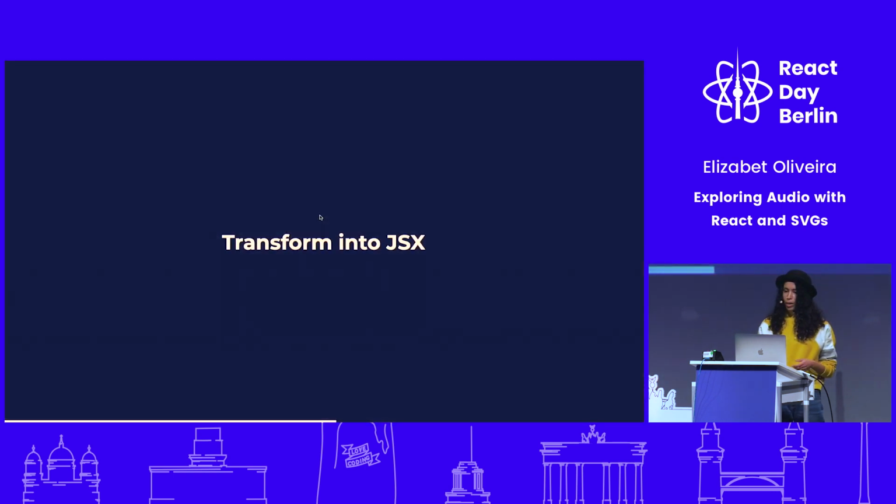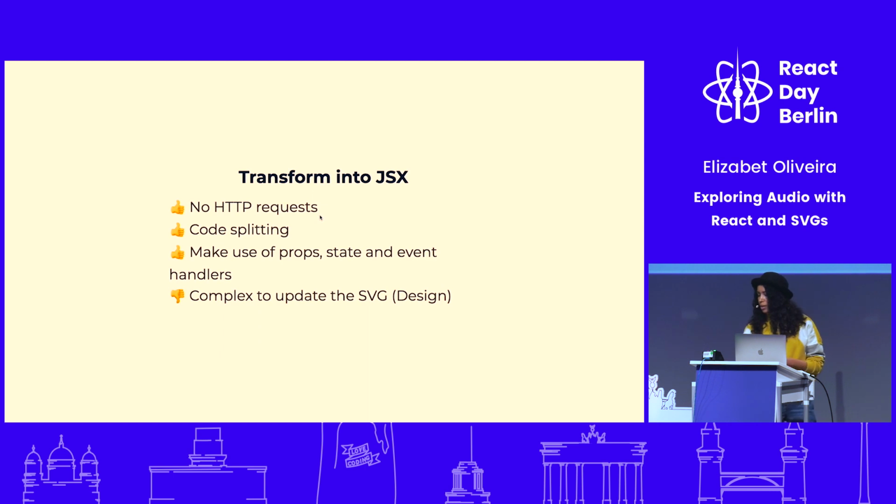And that's it. Now I talked about this first method of importing the SVGs as React components, and then we have this way of transforming into JSX. And this method is like the other one. We don't need HTTP requests because actually we're not calling the image. The SVG is there inline.